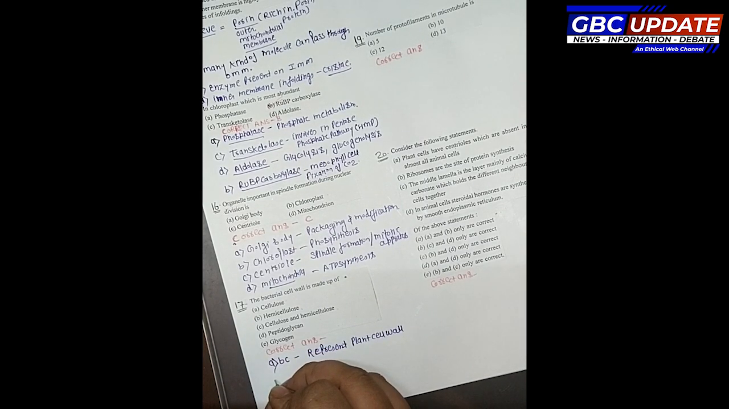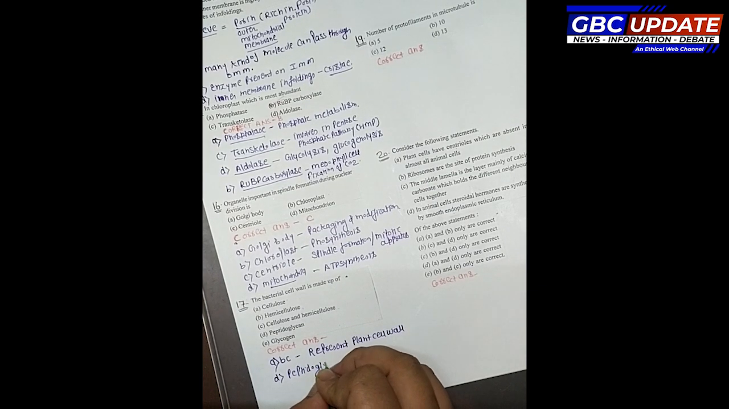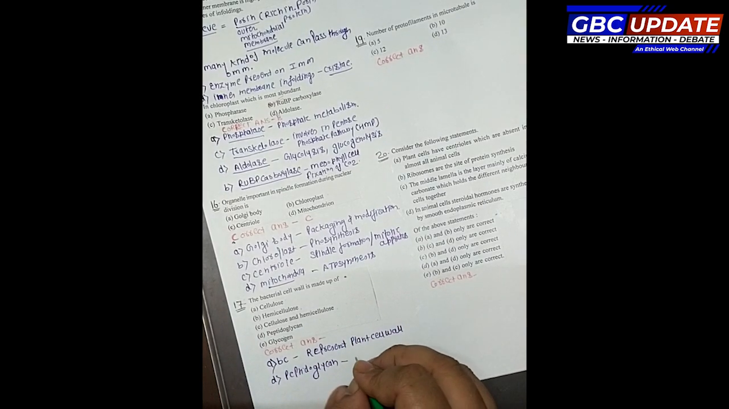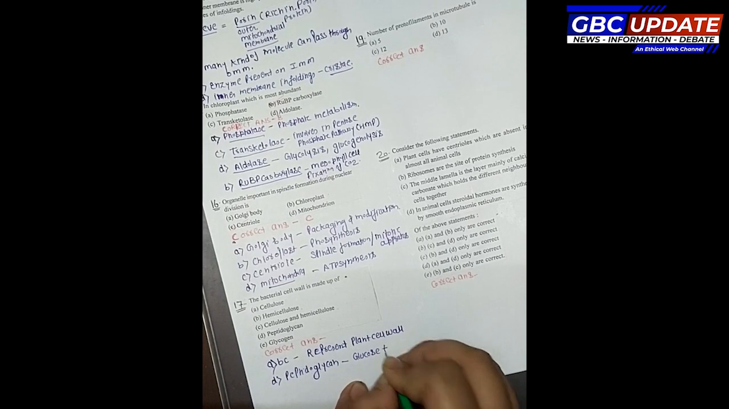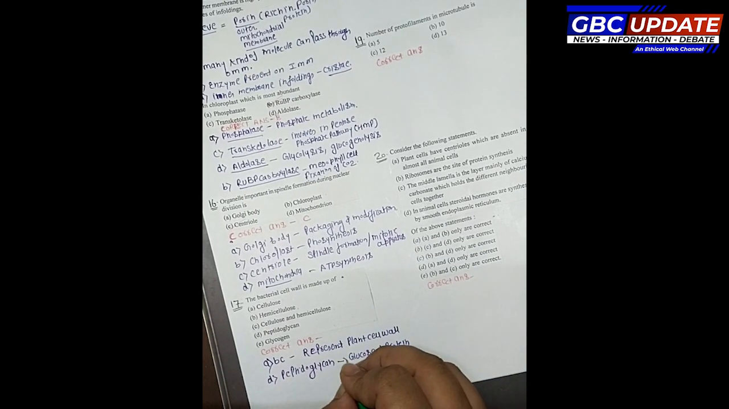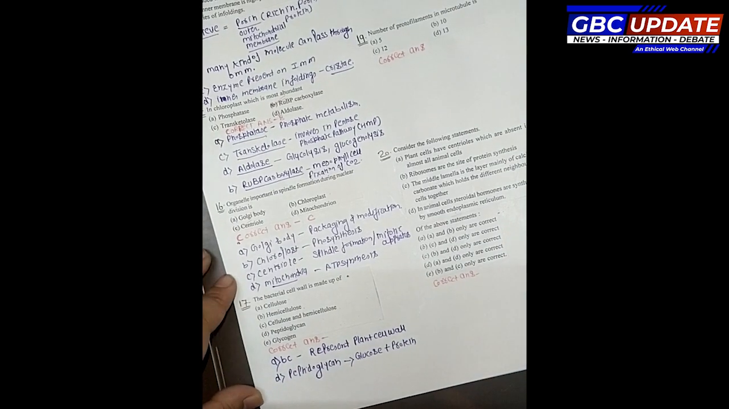D option is peptidoglycan. First of all, we'll decode what is peptidoglycan. This means glycan is glucose plus peptido represents peptide or protein. So they are made up of glucose plus protein. That is why this is known as peptidoglycan.